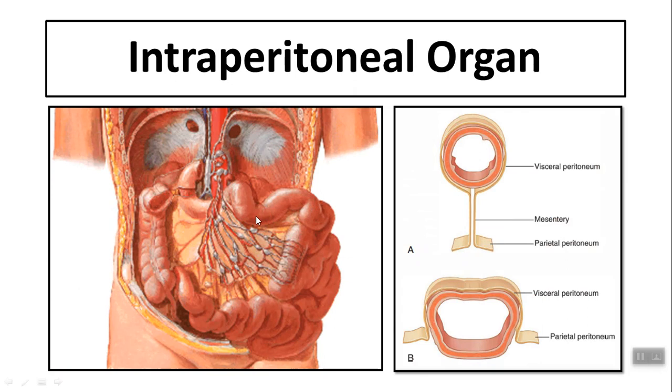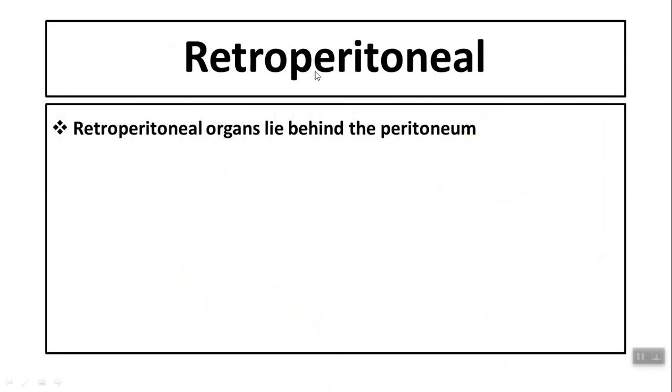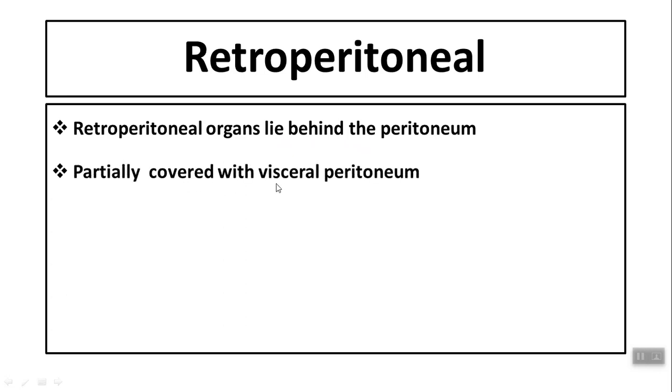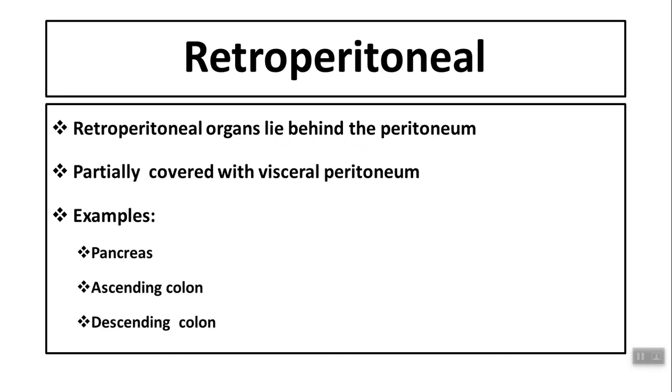We can see here the small intestine. Parts of the jejunum and ileum are totally covered by visceral peritoneum, and they have a mesentery, while a retroperitoneal structure is covered partially by visceral peritoneum. These are the retroperitoneal structures. We can say that an organ is retroperitoneal when it lies behind the peritoneum and is partially covered with the visceral peritoneum. Examples of these retroperitoneal structures are the pancreas, ascending colon, descending colon, kidneys, and the suprarenal gland.